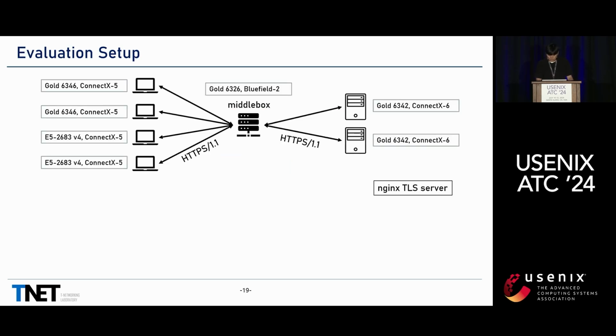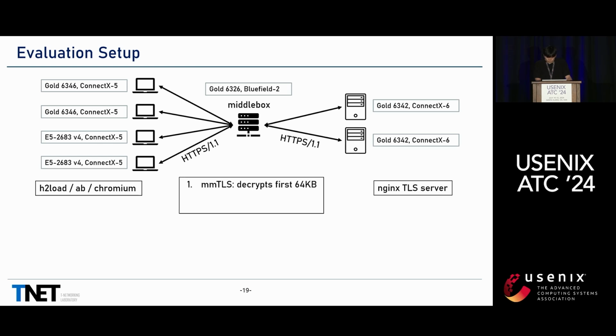This is our evaluation setup. We use 4 clients and 2 backend servers. For client applications, we use wrk, ab, and the Chromium web browser with mmTLS support. For the server application, we use the nginx TLS server. And for the middlebox under test, we built a sample application on mmTLS, which decrypts the first 64 kilobytes of the HTTP response. For the first baseline, split TLS, we use the nginx TLS proxy. And for the second baseline, we use mmTLS as a secure split TLS middlebox.